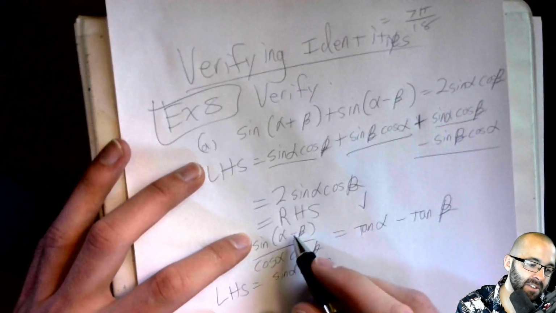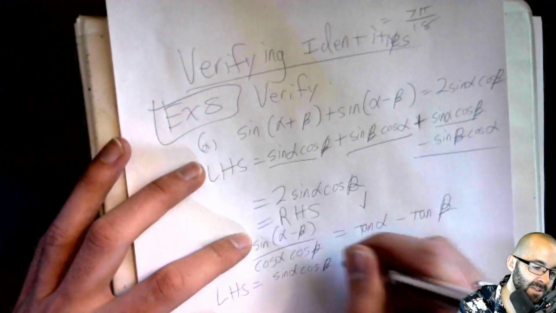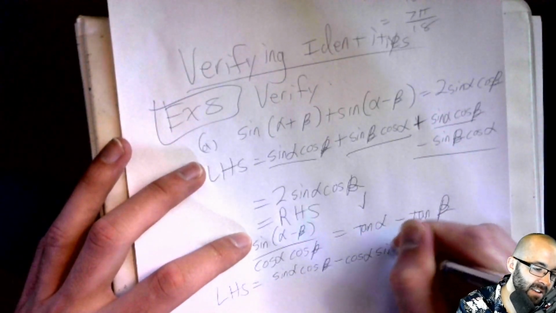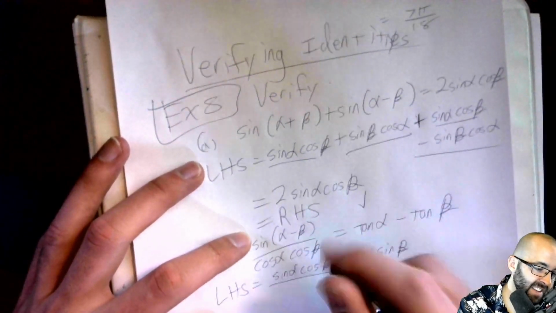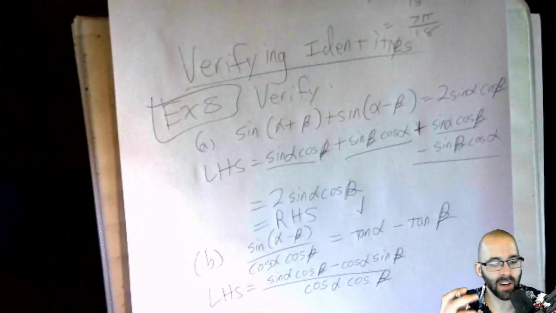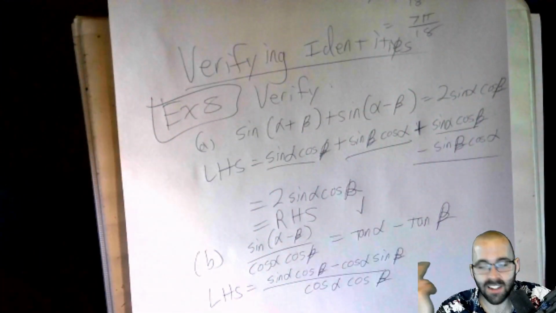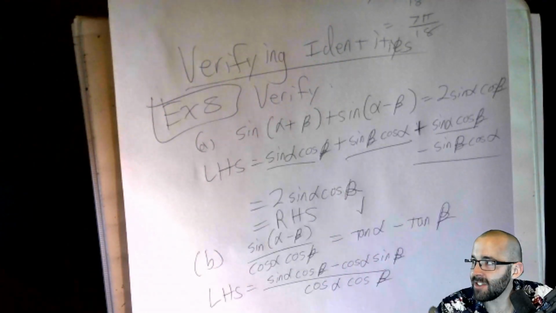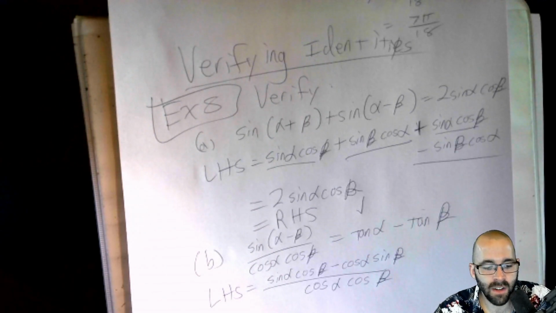Again, this difference formula says same sign here, so it's going to also be a subtraction. Minus cosine of the first, sine of the second. This is not looking good, divided by the same denominator as before. Oh no. This doesn't look good. I don't know any identities I can use right here. I scour my sheet, no identities to be found.